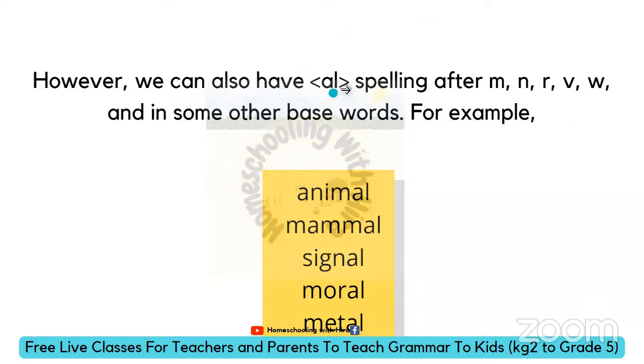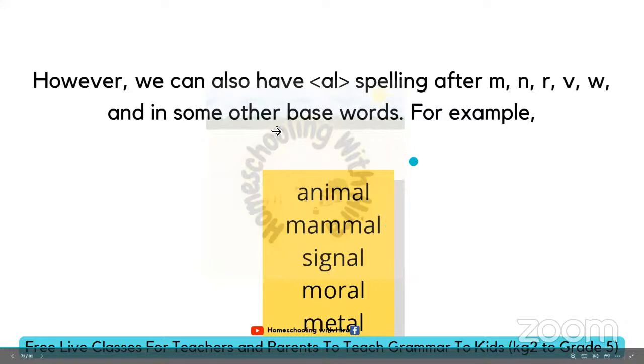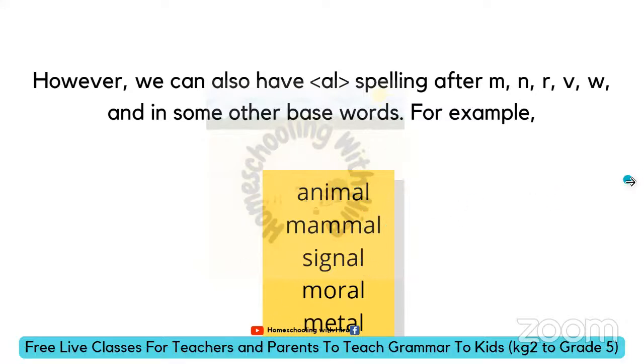However, we can also have the AL spelling after M and R, V and W, and in some other base words like animal, mammal, signal, moral, metal. If you have words like this, simply make a list of them in which we have AL at the end, but they are base words. Here AL is not a suffix. So you can just make a list for these and help your kids to revise them again and again, and they will get it.